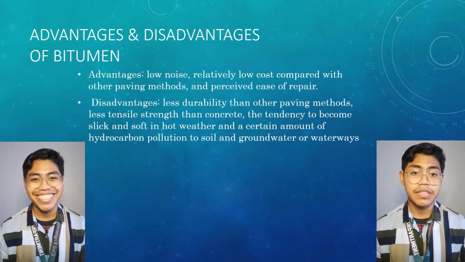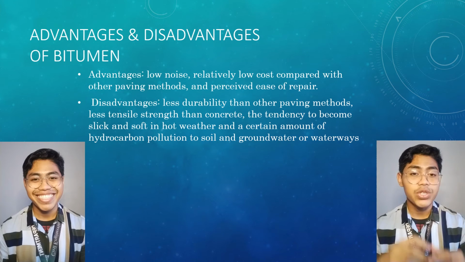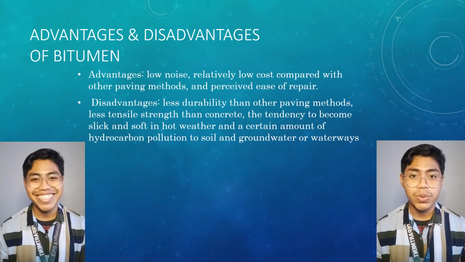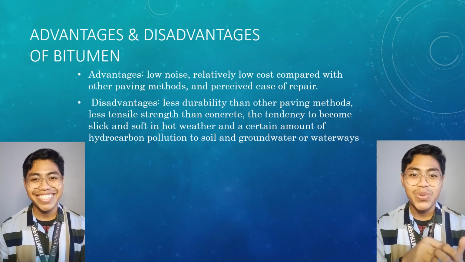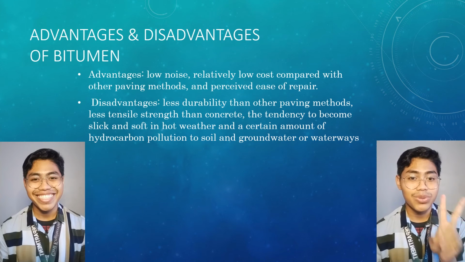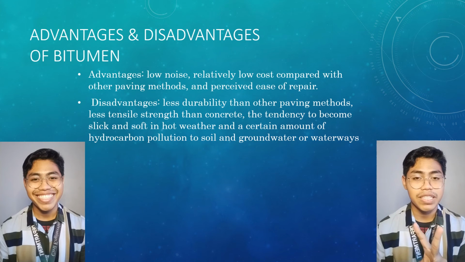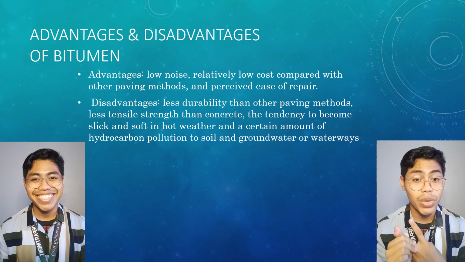So, how about the disadvantages of using bitumen? By using bitumen, you are lessening the durability of the pavement. When there is less durability, it brings another cost, which is that it makes the pavement or the highway easily damaged. So basically, it comes to the disadvantages. First of all, less durability. Secondly, easily damaged by weather.